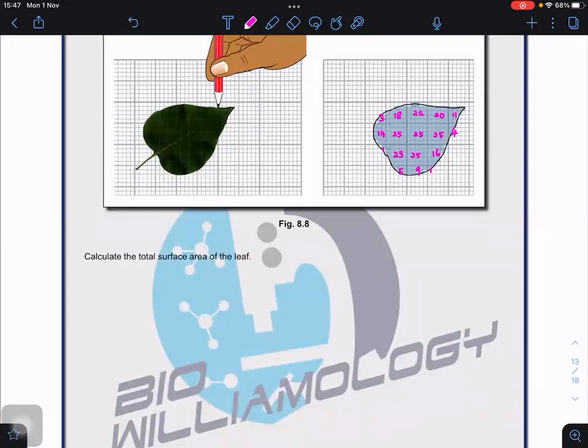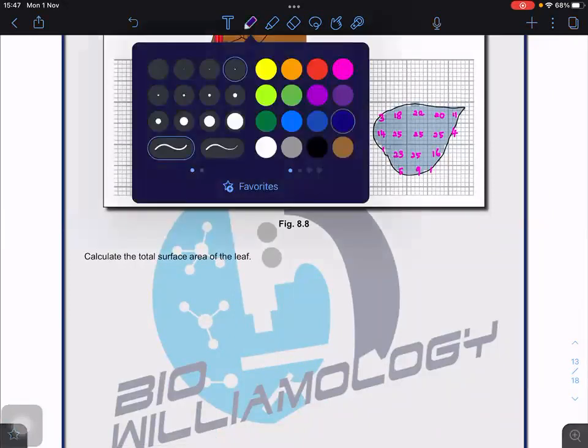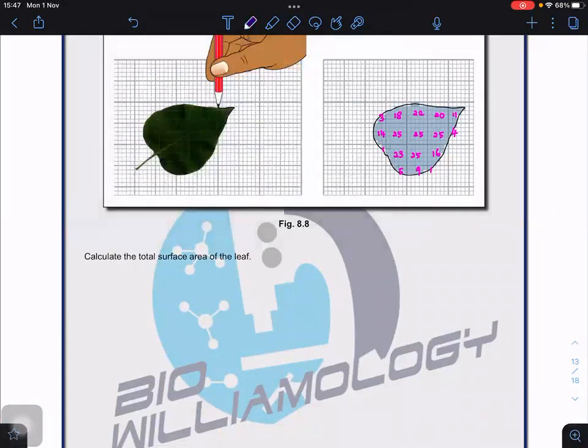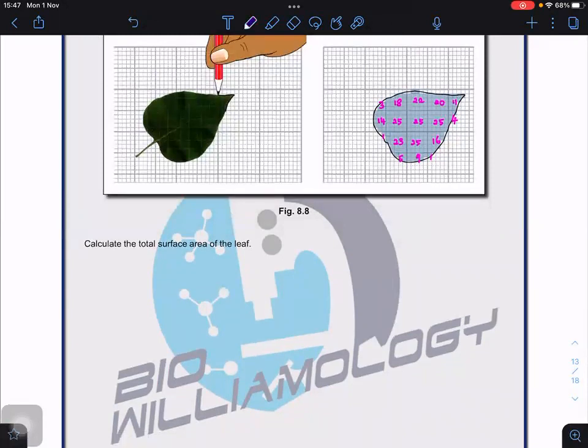Okay, can you guys help me to calculate? What is the total surface area of the leaf? So the total surface of the leaf equals, now I need a times 2 because upper and lower, correct? Upper and lower. Okay, so 2.